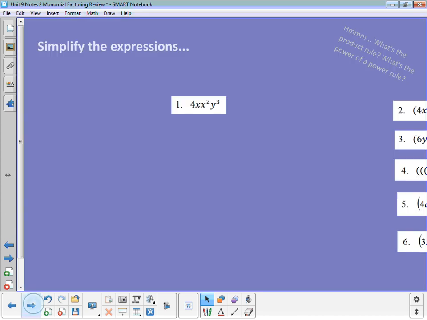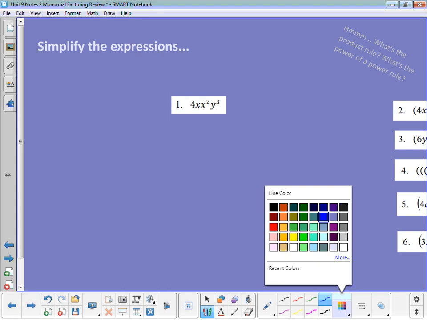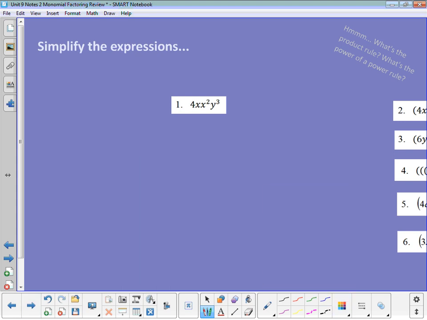Let's do some examples. The first example, I have 4 times x squared times y to the 3rd. Now, like bases, I need to look for the things that are going to be in common. So in this case, I have an x and an x. So 4 times x squared times y to the 3rd. I can put those two together.